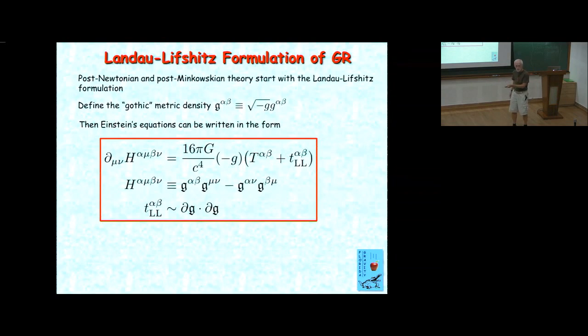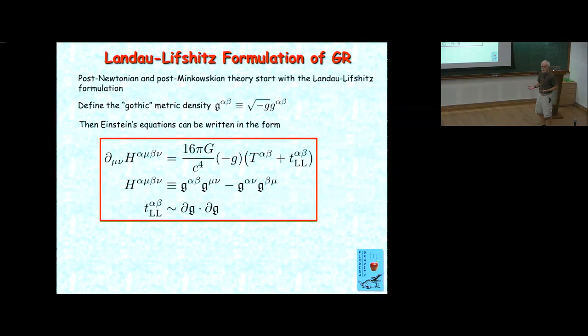The Einstein equation was valid in any coordinate system. Here, at some point, I have to select a coordinate system because I'm just doing partial derivatives. This is a product of partial derivatives. And this Landau-Lifshitz pseudotensor involves partial derivatives. So I'm paying a price by having something that's not generally covariant.